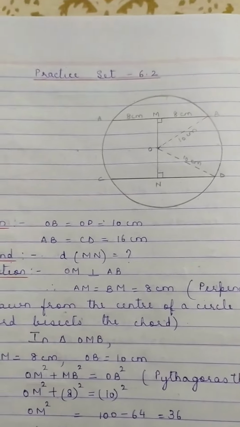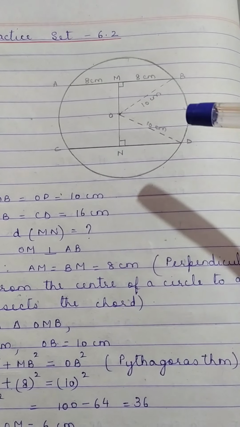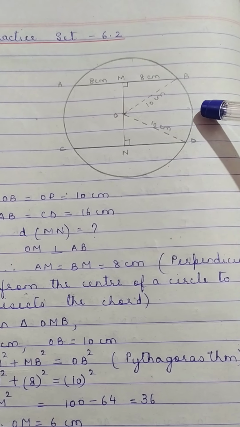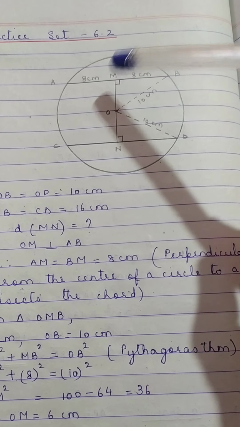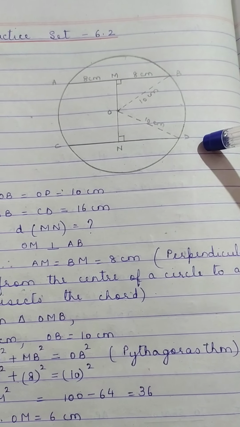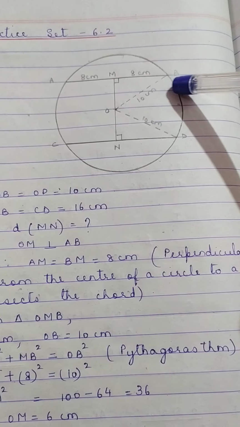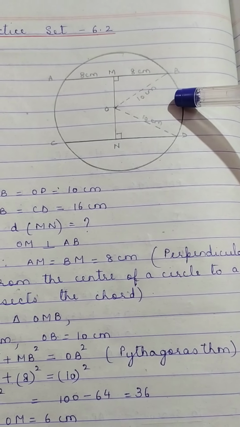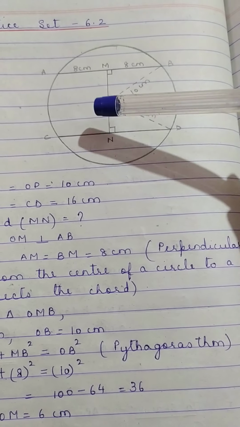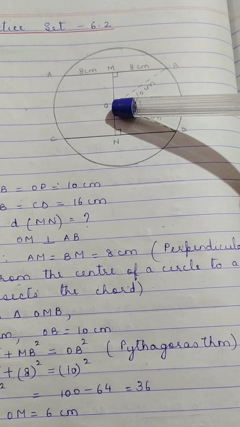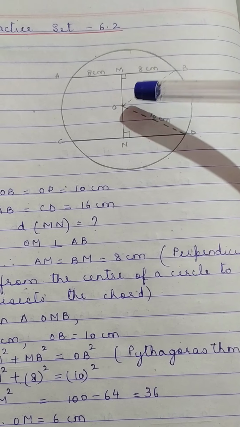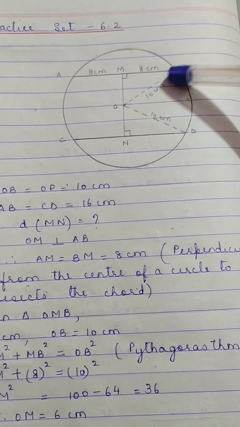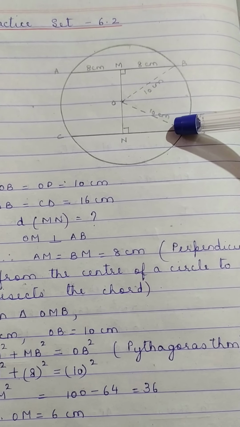Now in this question you are given radius of a circle is 10 centimeter. There are two chords of length 16 centimeter each, that is AB and CD. Let these be the two chords and they are 16 centimeter each. What will be the distance of these chords from the center of the circle? The center of the circle is O. Okay. OB and OD are the radii of the circle which are 10 centimeter each.